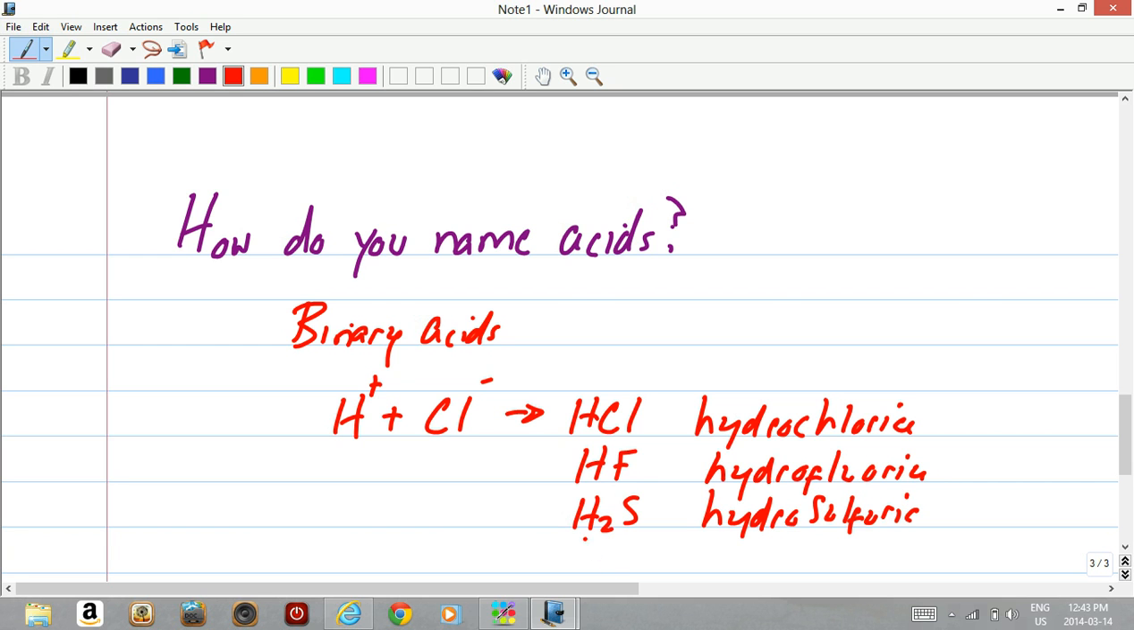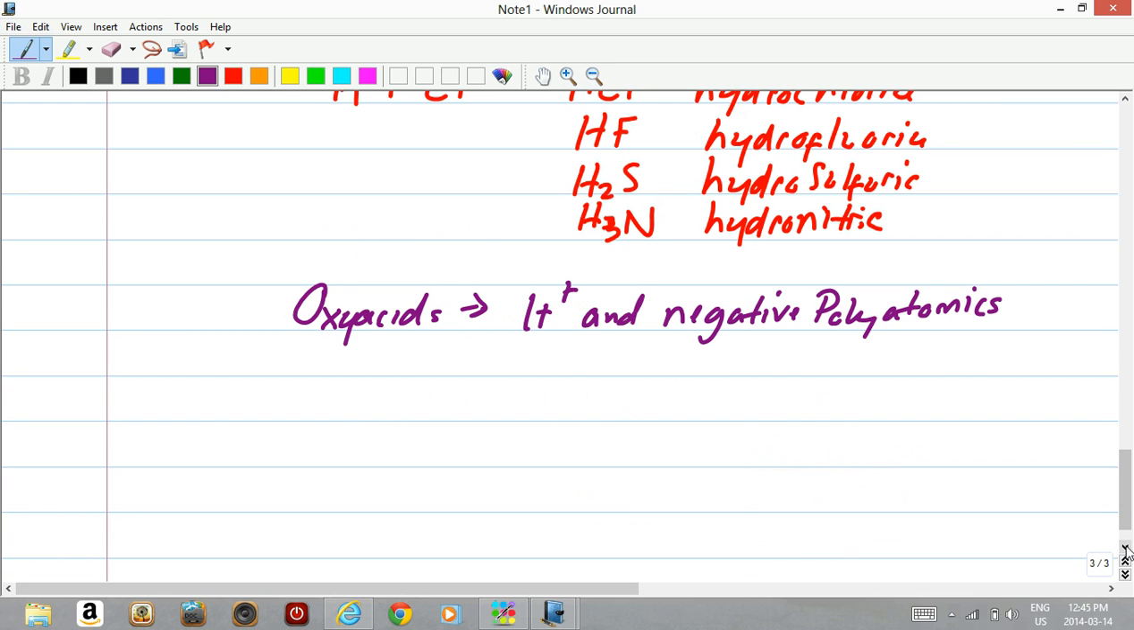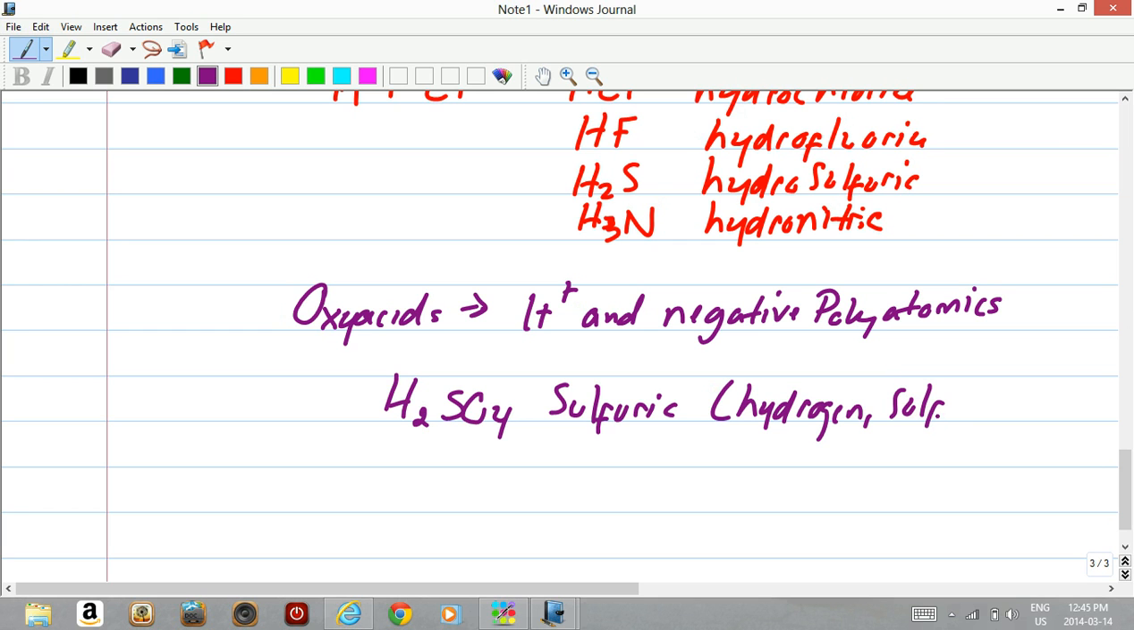And a fourth example actually would be hydronitric acid, which would be basically hydrogen with nitrogen. Yes, well, oxyacids don't start with hydro. Okay, so oxyacids don't start with hydro. So some examples would be sulfuric acid, which would be H2SO4. So that would be sulfuric acid. And you can see this is a combination of basically hydrogen with sulfate. So that would be one example.